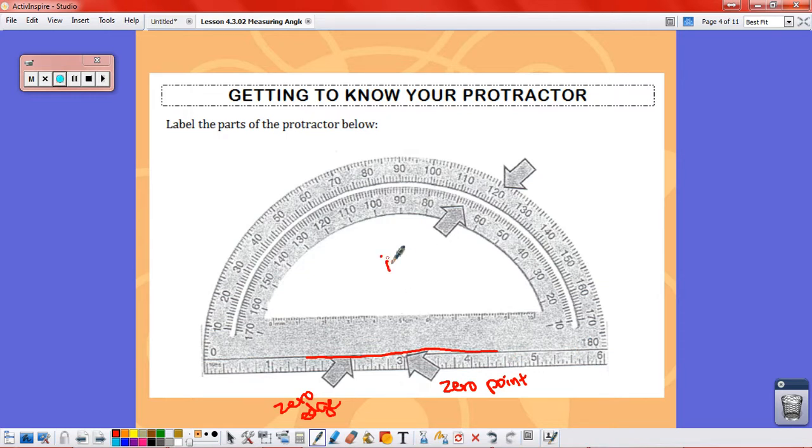And then we have an inner scale on the inside of the protractor and an outer scale on the outside of the protractor. And I like to get kids to notice that 90 lines up with 90, 80 lines up with 100 on both sides, 70 with 110 on both sides, 60 and 120. So it's basically just a mirror, 10 and 170.